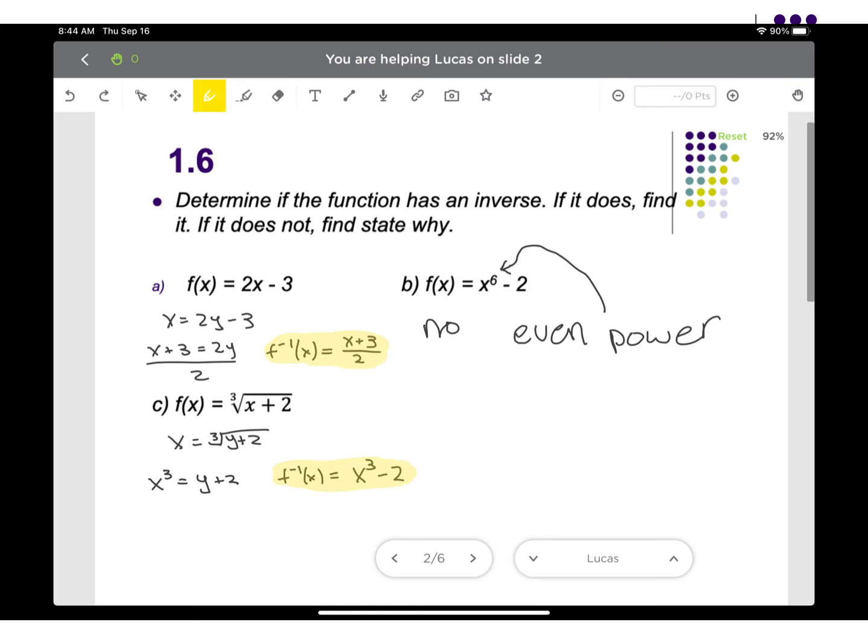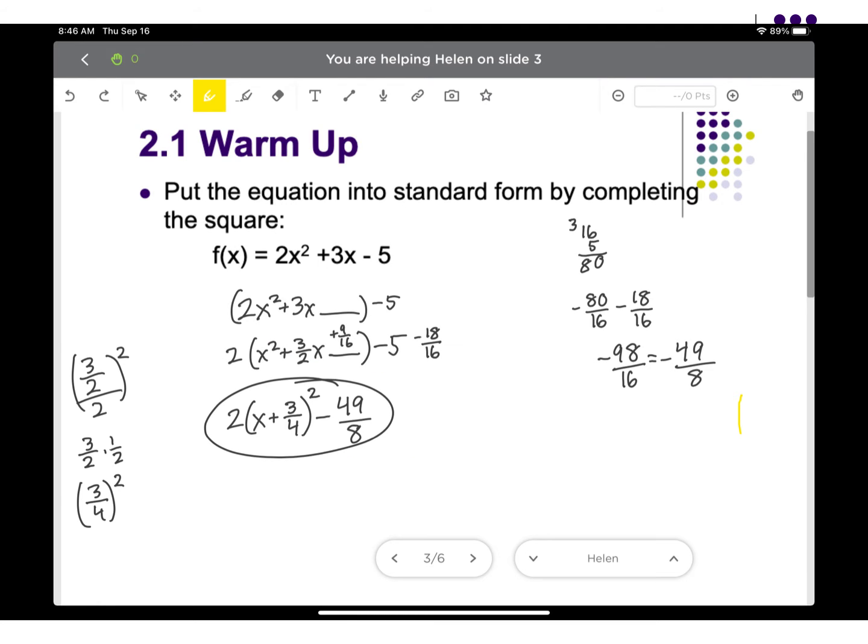Right. That's why it can't be done. Oh, I thought it said no even power. Oh, no, comma, the reason is even power. That's my assumption. Is that what you meant, Lucas? Yes. Yeah, I would have given it to you. Okay, then 2-1.